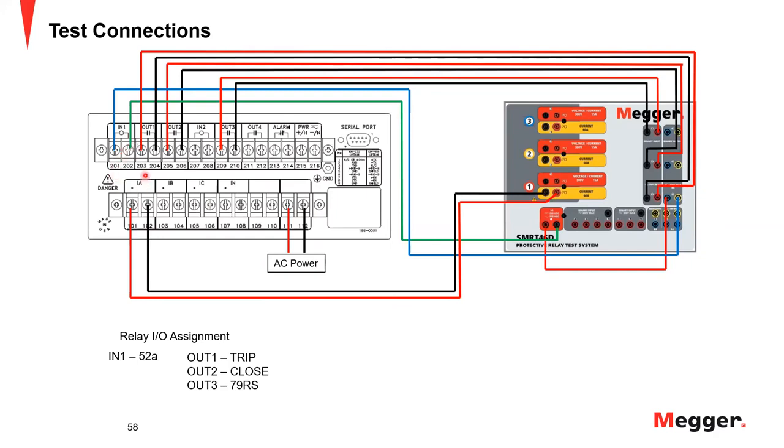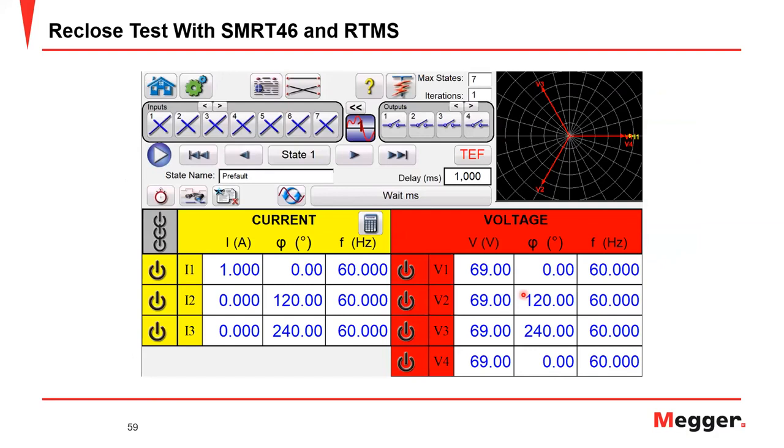Then the relay outputs, I have trip, close, and reset. 79 reset is attached to output 1, output 2, and output 3. And these outputs come over and connect to relay test set input 1, input 2, and input 3, all respective. 1 to 1, 2 to 2, 3 to 3. And with that, I'm going to jump over and begin testing.